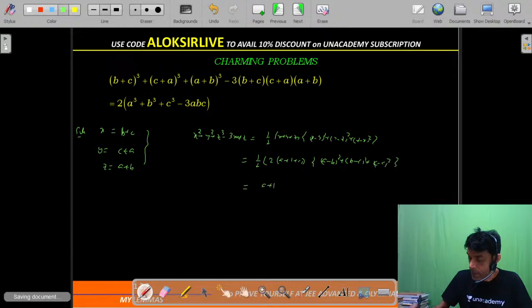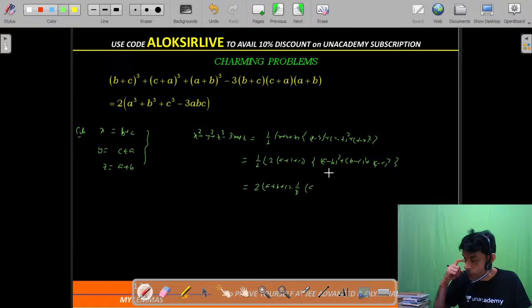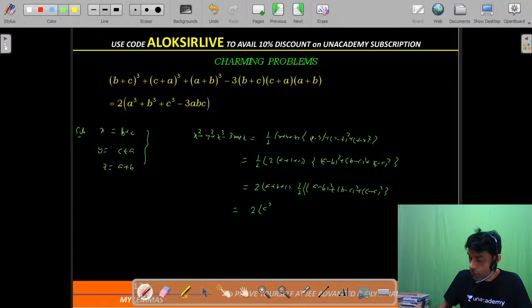So this is a plus b plus c. So I can write this as 2 times (a plus b plus c), and half times (a squared plus b squared plus c squared). So half times, I will write this only, half times, no need to expand this, (a minus b) squared, (b minus c) squared, (c minus a) squared, and so that becomes simply 2 times (a cubed plus b cubed plus c cubed minus 3abc).